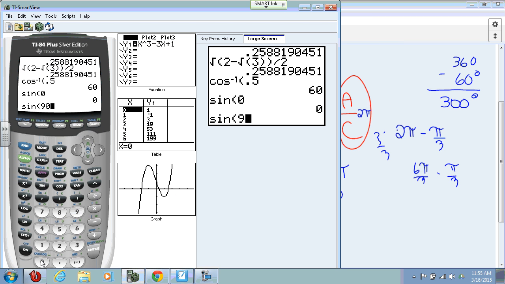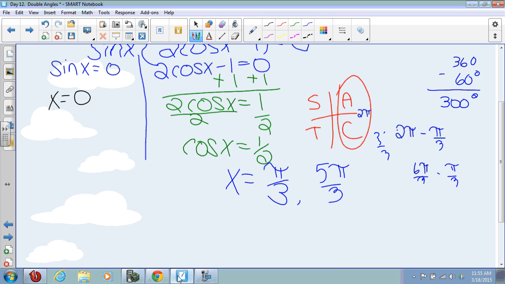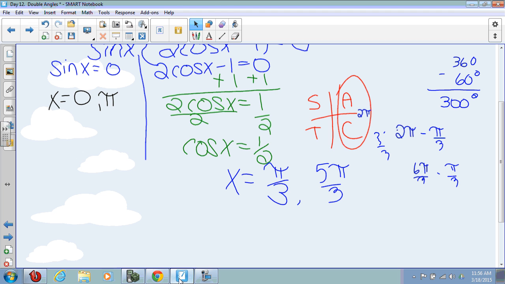Sine at 90 does not work. Sine at 180 is an answer. That's 5. Sine 270 does not work. We can't test 360. So we actually have 4 answers for our linear trig equation. Nice.